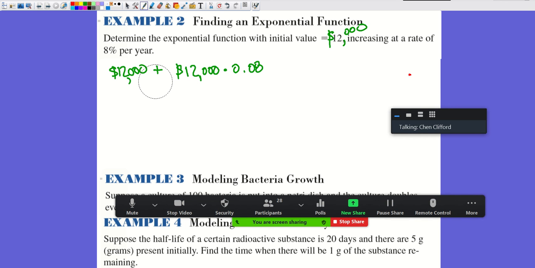Okay, so 12,000 is your initial value. This is how much you got in addition to the initial 12,000 in the first year. Now, let's say that you want a shortcut. Here's a shortcut. Watch this. I'm going to GCF the 12,000 out.